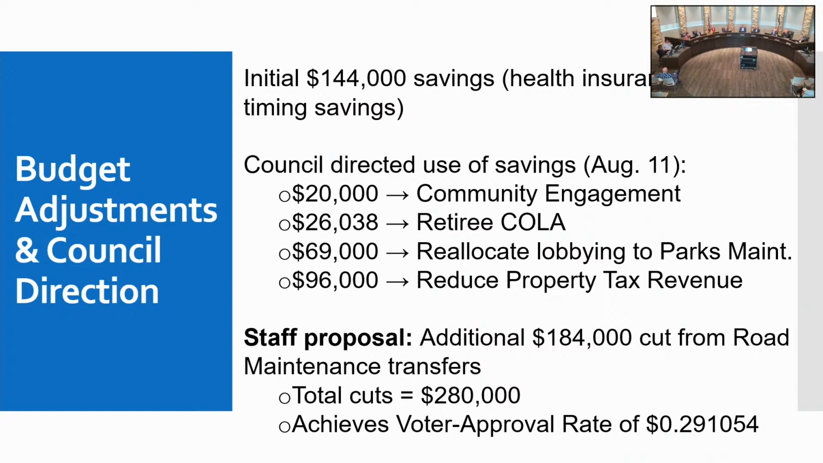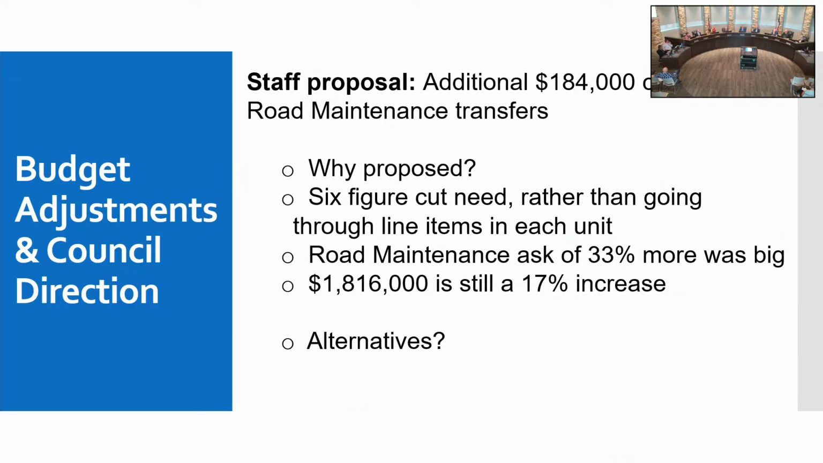And so what we're proposing tonight is an additional $184,000 cut from the road maintenance transfers. That would bring our cuts to $280,000, and this achieves the voter approval rate, which we haven't actually used since the voter approval rate came out. So this will be our first time. So $184,000 from road maintenance.